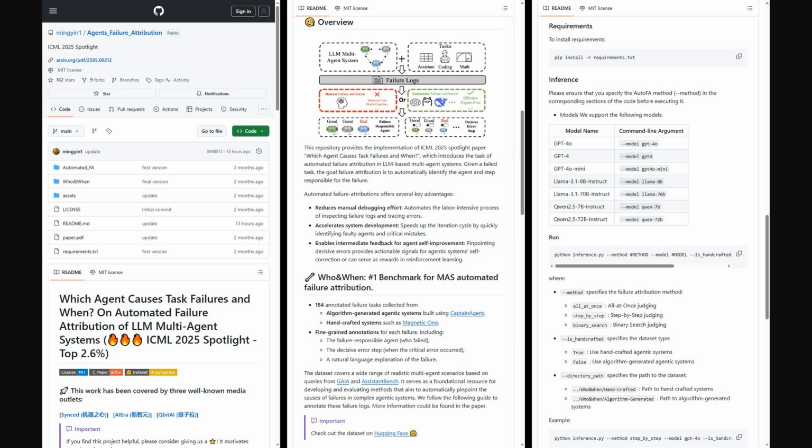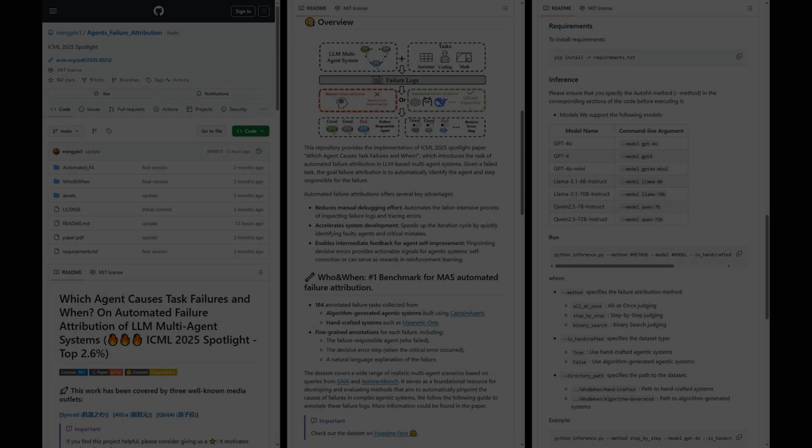It contains all their automated failure attribution methods, plus the Who&When benchmark dataset. This dataset is built from annotated failure logs, which are essentially detailed records of system errors, complete with notes from human reviewers, explaining exactly what went wrong and when.